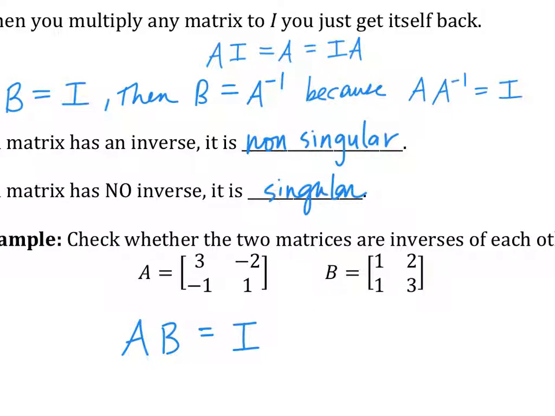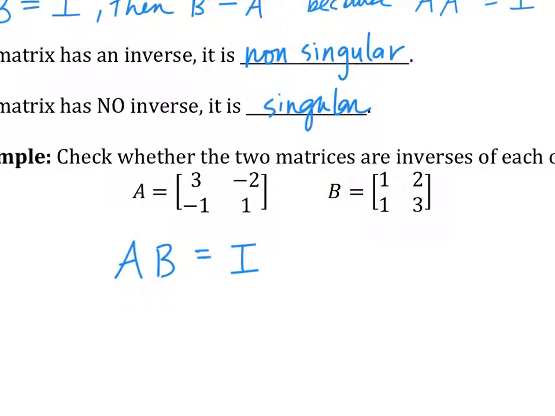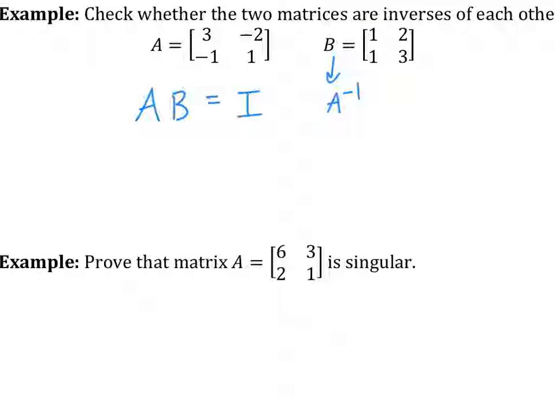So A times B, did you guys get 1, 0, 0, 1? Yeah, so what does that mean about A and B? They're inverses of each other. Okay, so B is the inverse of A and A is the inverse of B. All right, so that's how you check. Of course, I'm going to teach you a different way to check tomorrow, but for now, just multiply them together. Now, let's do another one.